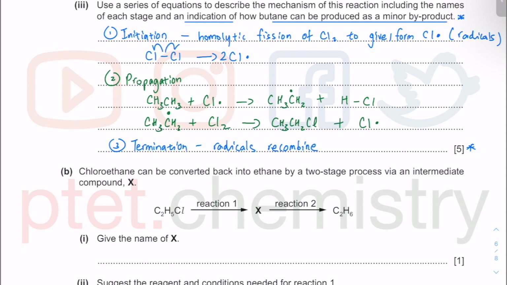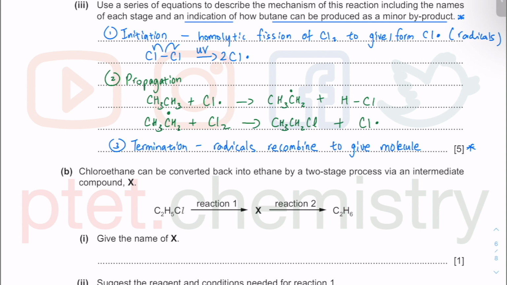Termination is the opposite of initiation. While initiation requires UV light, which means you have high activation energy, termination is the one step with the lowest activation energy because the radicals recombine to give a molecule. So a molecule is not a species with an unpaired electron, they are just molecules because the radicals recombine.